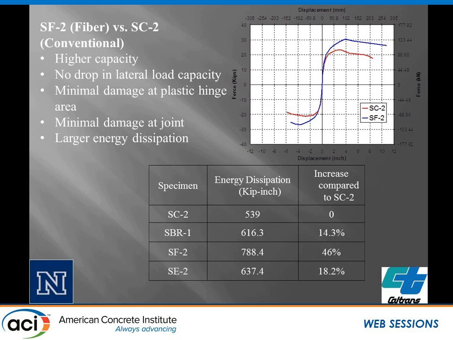So if we look at the energy dissipation that's occurring in these, if we go back and look at the curves from our hysteretic behavior, again, the SC is the conventional case, and then we have the rubber and the fiber and the ECC. The amount of energy dissipation that we're getting in these cases is increased. Okay, so that's a good thing for us in terms of the overall behavior of our system.